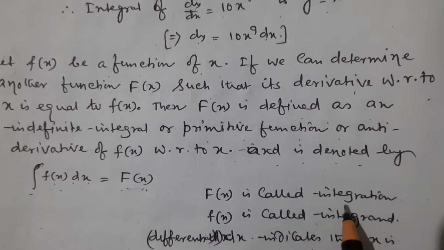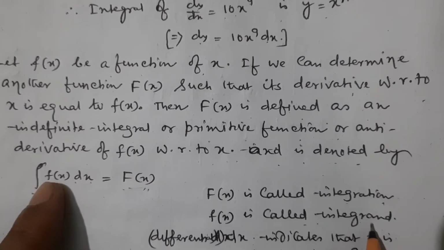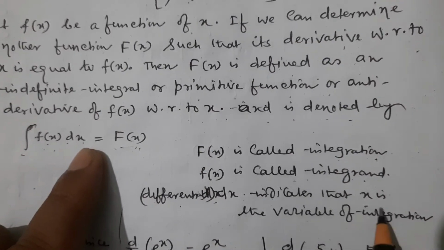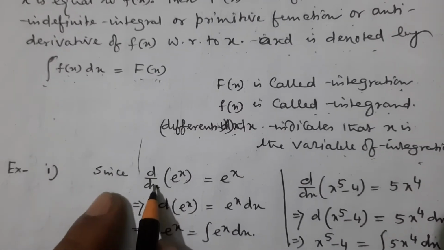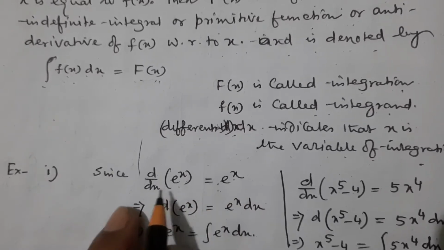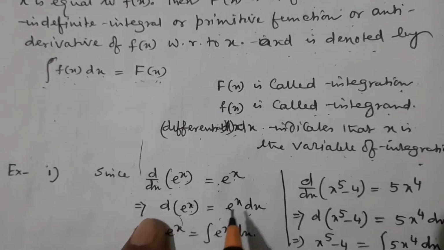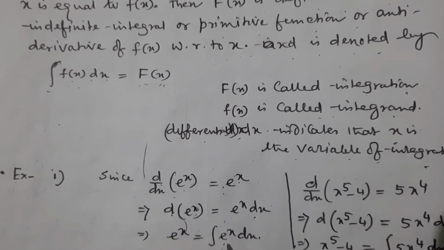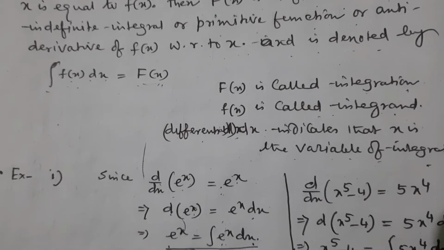Capital F(x) is called the integral, small f(x) is called the integrand, and the differential dx indicates that x is the variable of integration. Example: since d/dx of e to the power x equals e to the power x, if we multiply both sides by dx, we get d of e to the power x equals e to the power x dx. Integrating on both sides, we get e to the power x equals the integral of e to the power x dx.